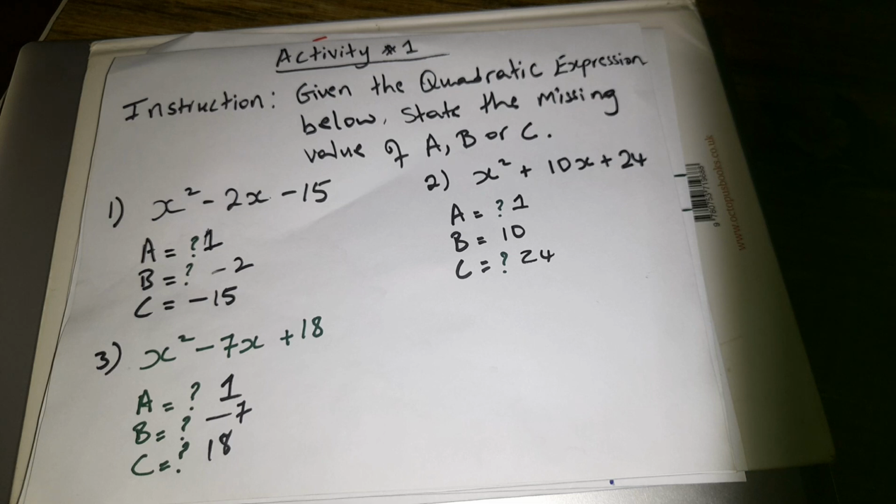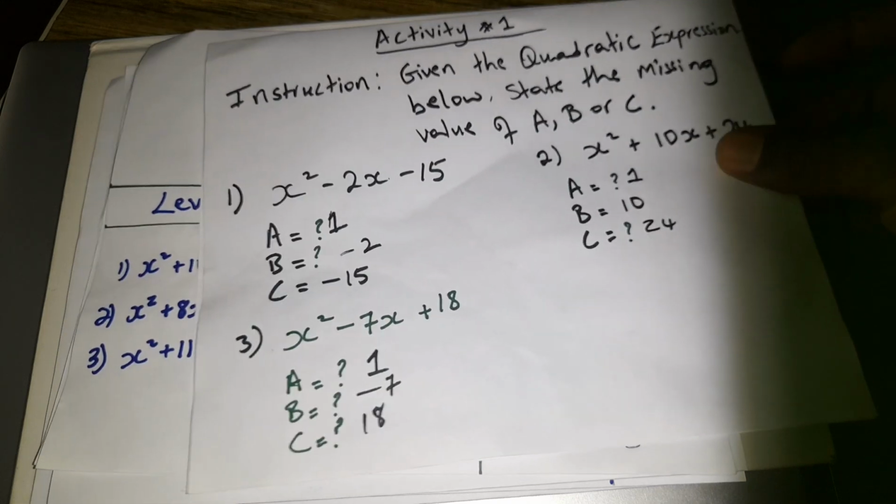For question 2, x squared plus 10x plus 24. A is 1. B is 10. C is 24. And question 3, x squared minus 7x plus 18. B is what? Minus 7. C is 18. Alright, good.